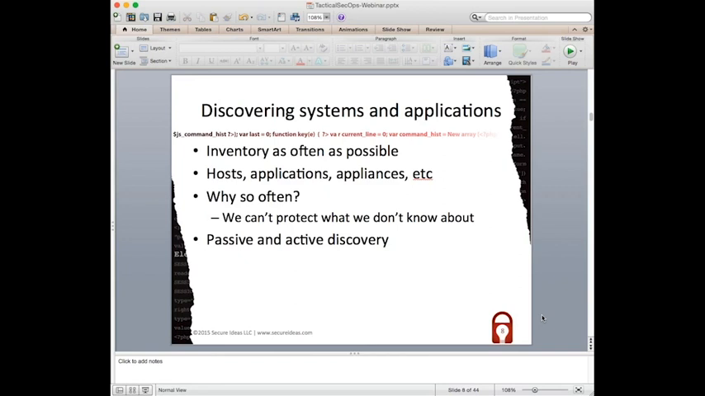And the reason why I tell people to do it as often as possible is you come walking in one day and you glance at your ESX infrastructure and all of a sudden another 10 systems are online. You didn't know they were there at all.